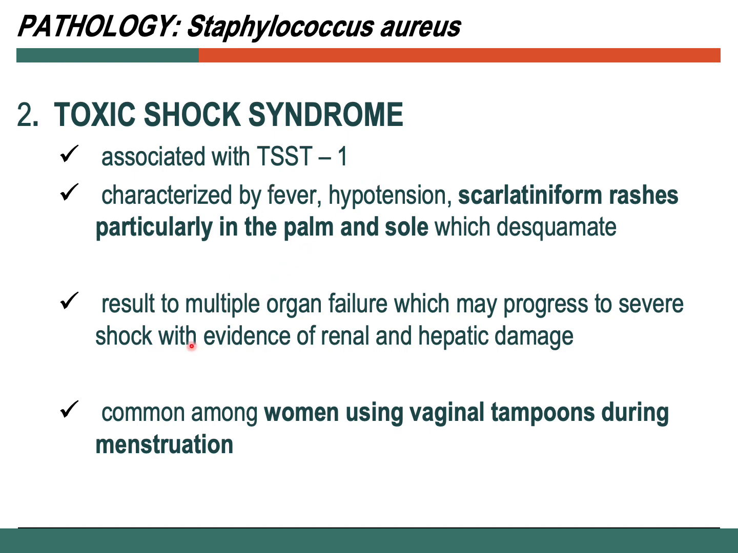Toxic shock syndrome also results in multiple organ failure, which may progress to severe shock, as evidenced by renal and hepatic damage. This is common among women who use vaginal tampons during menstruation.